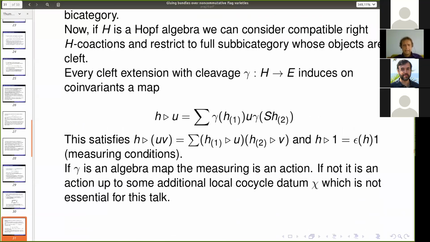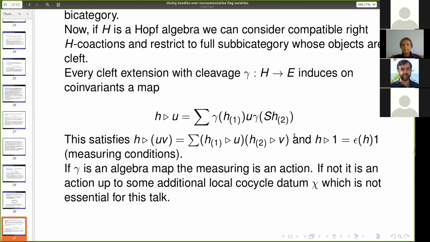Let me jump a little bit. Now, if you have this cleavage, then the cleavage induces a map on coinvariants. If U is coinvariant, then you can do gamma of H1, U, gamma of S of H2. S is the antipode, and H1 tensor H2 is the coaction of H. This is like conjugation, something like the inverse of something. It's not quite, but almost like conjugation. And from U, which is coinvariant, you get again a coinvariant. That's easy. And then they satisfy something we call the measuring condition.